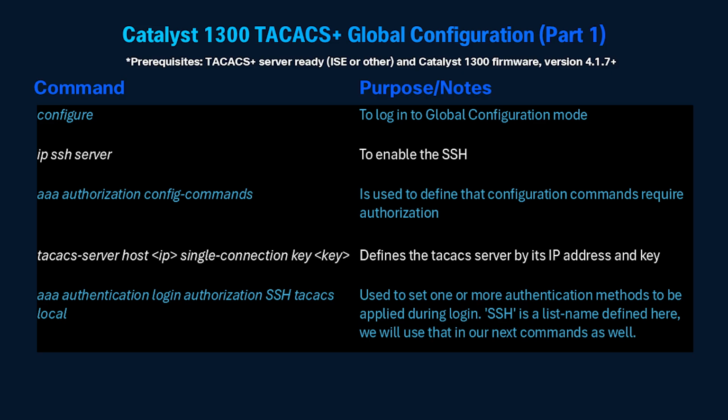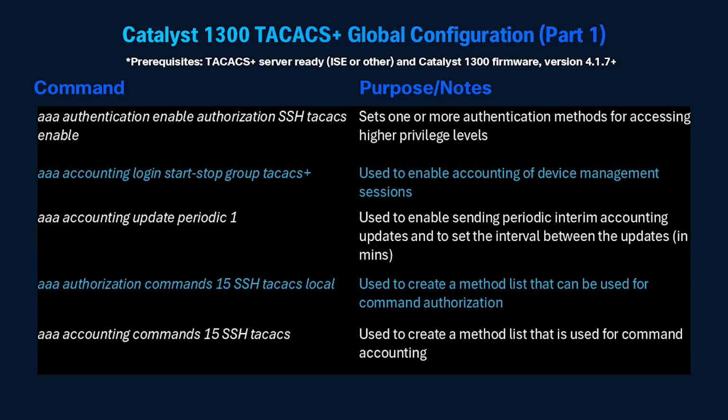Whew, that was a lot of detailed commands. In case you didn't catch all of them, here is a visual summary for your reference. The global AAA setup for your Catalyst 1300 switch is done. In part 2, we'll move on to line configuration, where you'll apply these authentication, authorization, and accounting methods to the interfaces your users connect to.